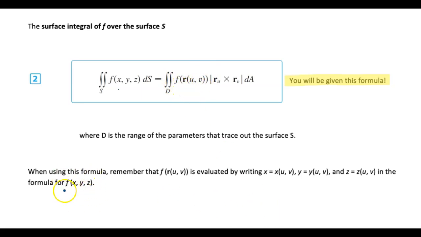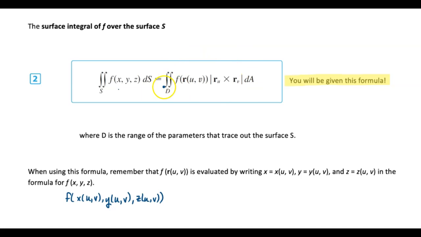And so we have this function f of x, y, and z, and all we're doing is plugging in these parameters where x is a function of u and v. So this is going to look like f, where x is a function of u and v, y is a function of u and v, and z is a function of u and v, times the magnitude of the cross product of the partial derivative with respect to u and the partial derivative with respect to v, over that area.